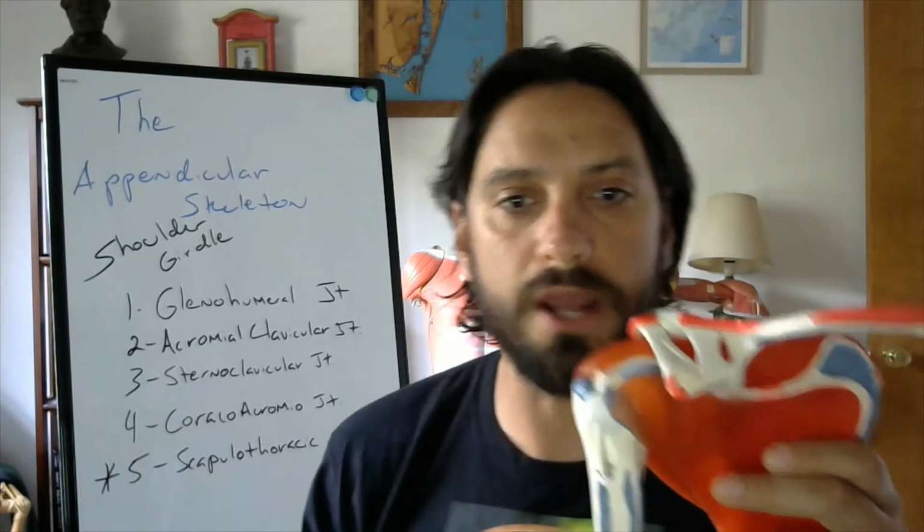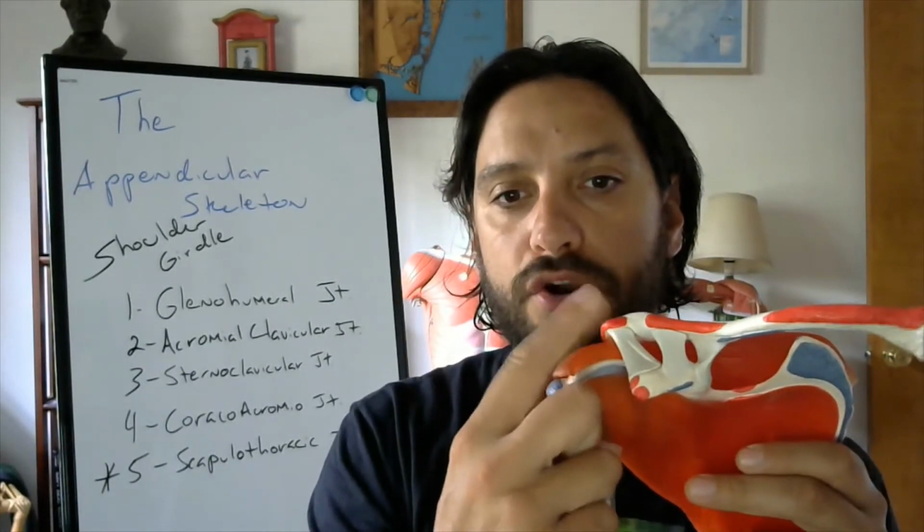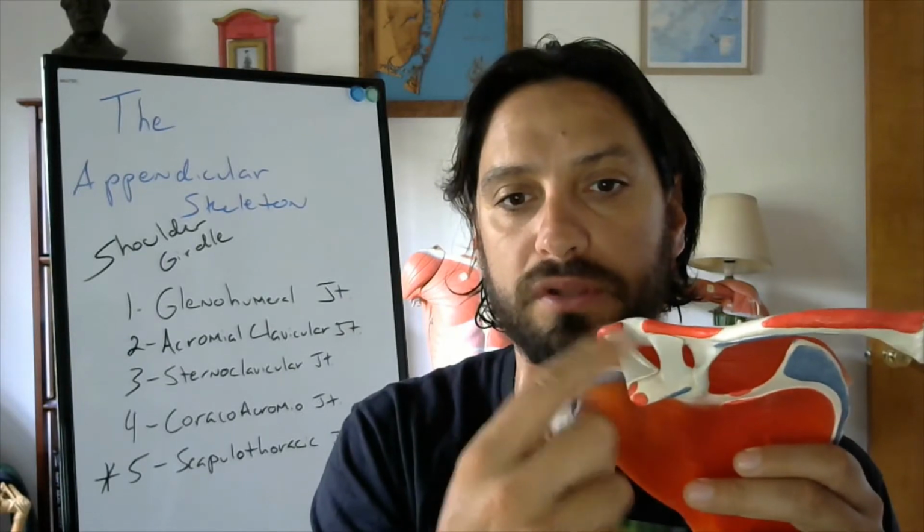You don't need to know the ligaments, but these are the ligaments here. They attach the coracoid to the acromion, the coracoacromial ligament here, and then these two attach the coracoid to the clavicle actually, and they help support the AC joint.